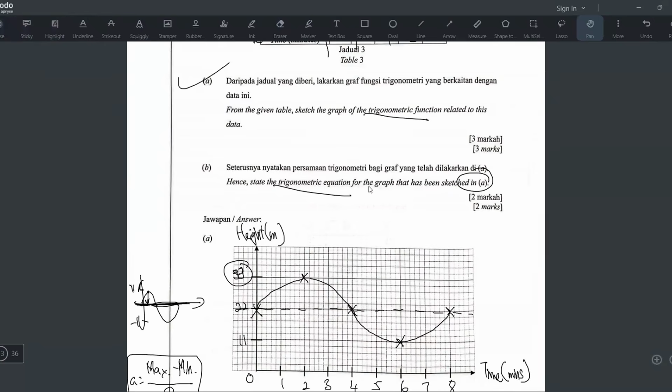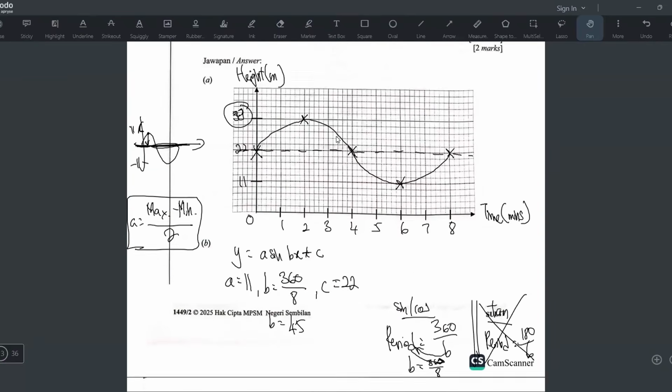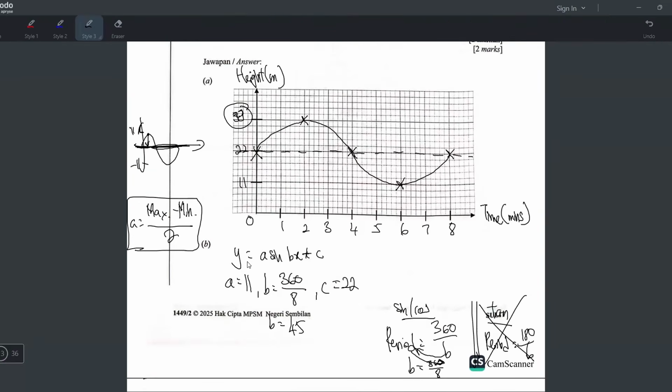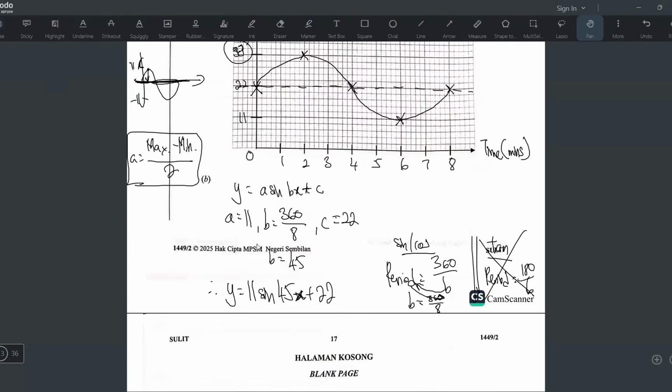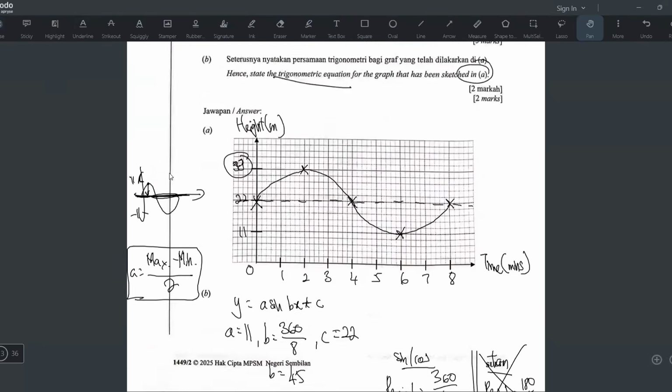I think we're finished already, right? What do they want? Oh, state the trigonometric equation. It's not a good idea to stop like that, don't stop at A, B, C. You have to write it back. So y equals 11 sin 45x plus 22. You must write it like this to get the marks. Unless the question says find the values of A, B, C, then I will stop here. Okay, hope you understand.